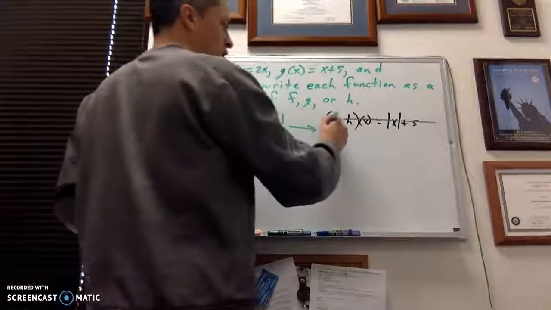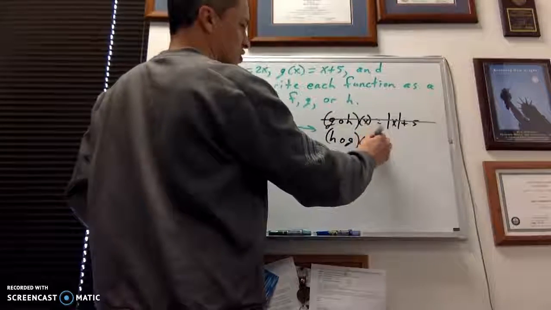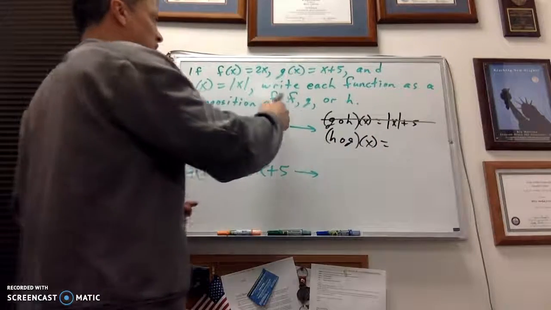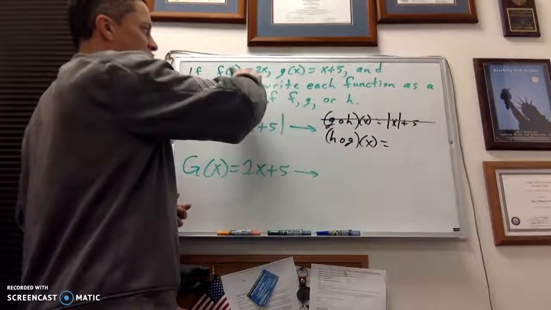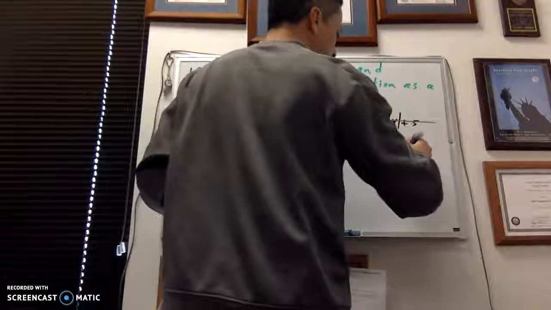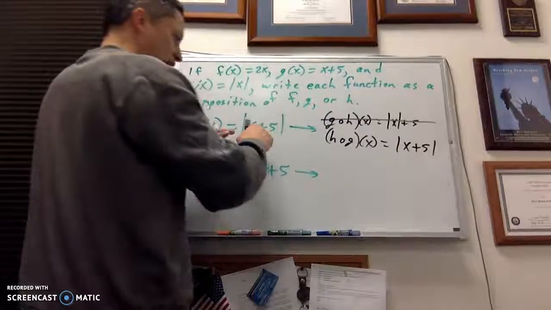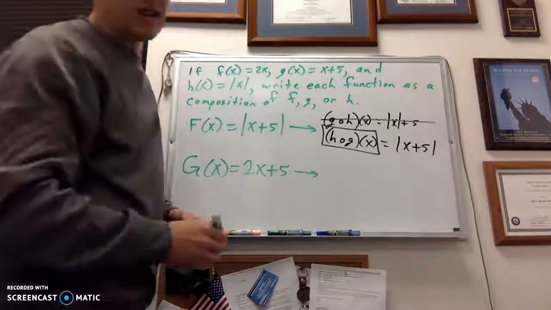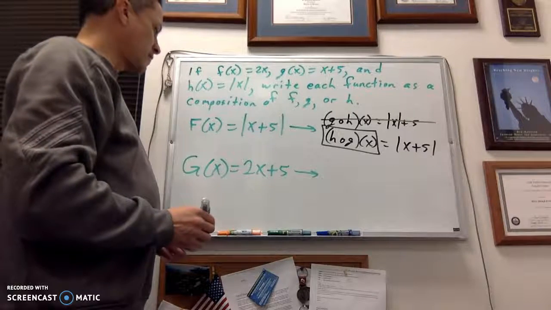So let's try it in reverse. h of g of x, the hog of x. So we're going to take the g and stick it inside my h. So this time we're going to take x plus 5 and put it in for that x. So that x is gone. x plus 5 takes its place. Hey, look, I got it. Absolute value of x plus 5. So my answer is the hog of x, h of g of x. Okay, looks like I've got it.